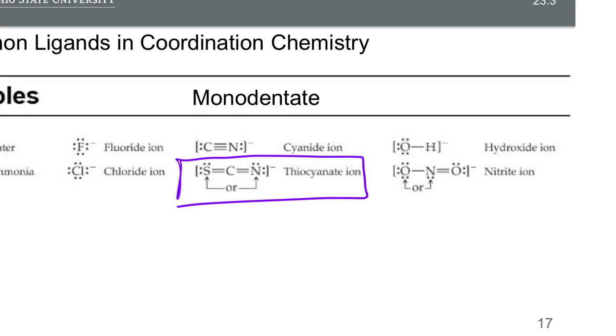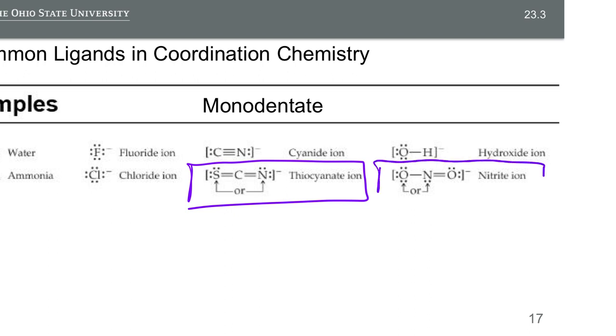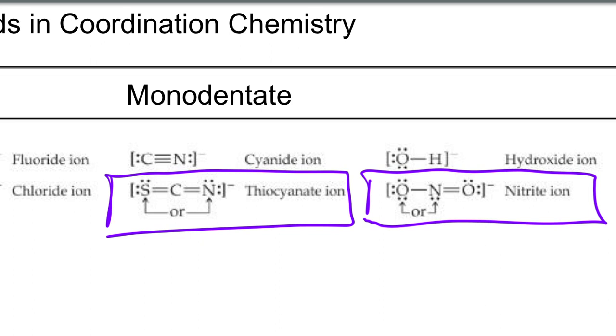Thiocyanate and nitrite ion are interesting ligands because they can bond in 2 different ways to a central metal atom. See the "or" here with the arrows? The thiocyanate can bond to a central metal through either the sulfur or the nitrogen, and this gives rise to isomers, and we'll talk about that. The nitrite can do the same thing. It can either bond through the oxygen or the nitrogen. They both have lone pairs that they can donate for the bond.